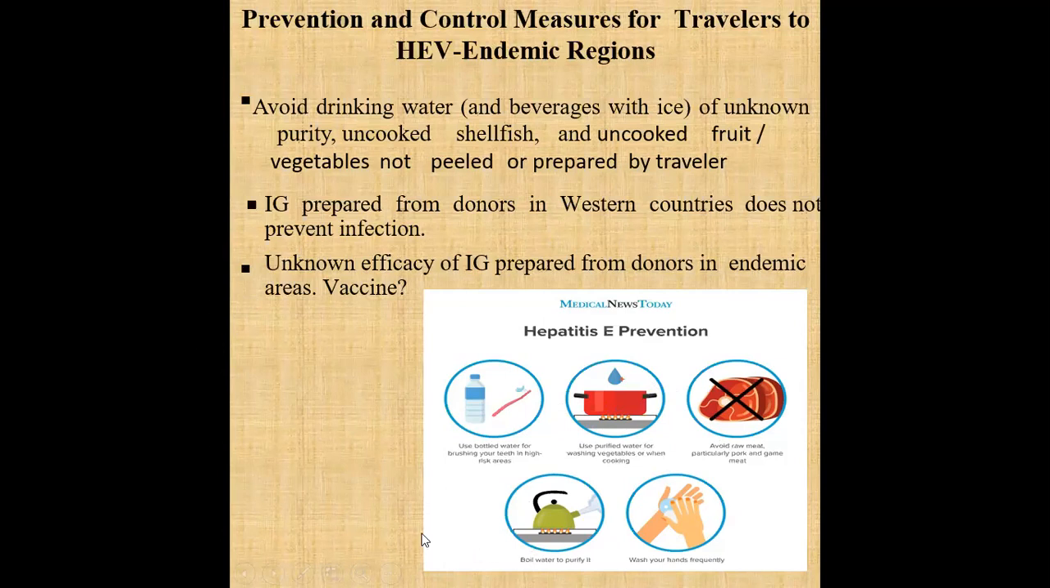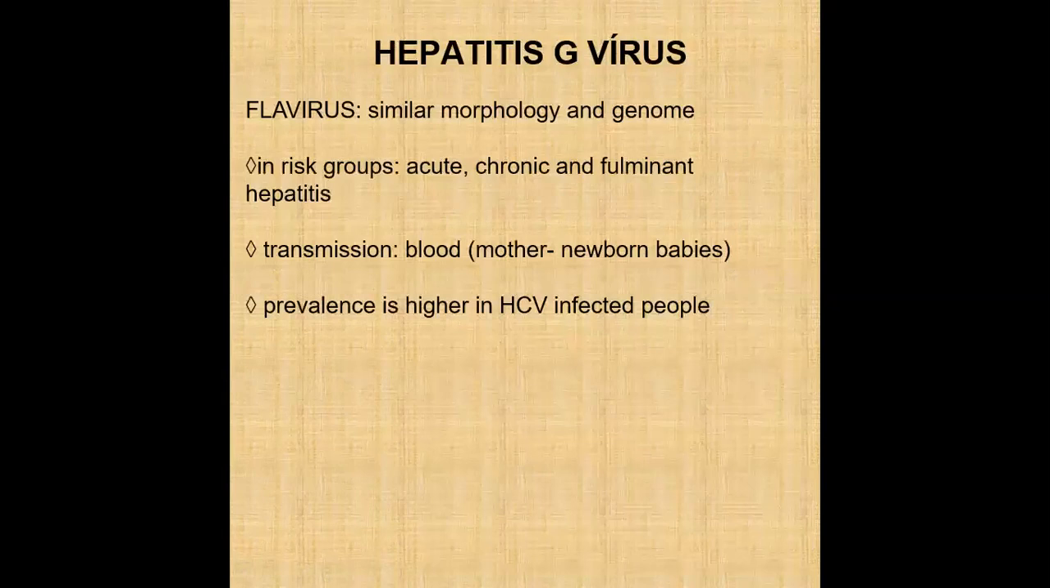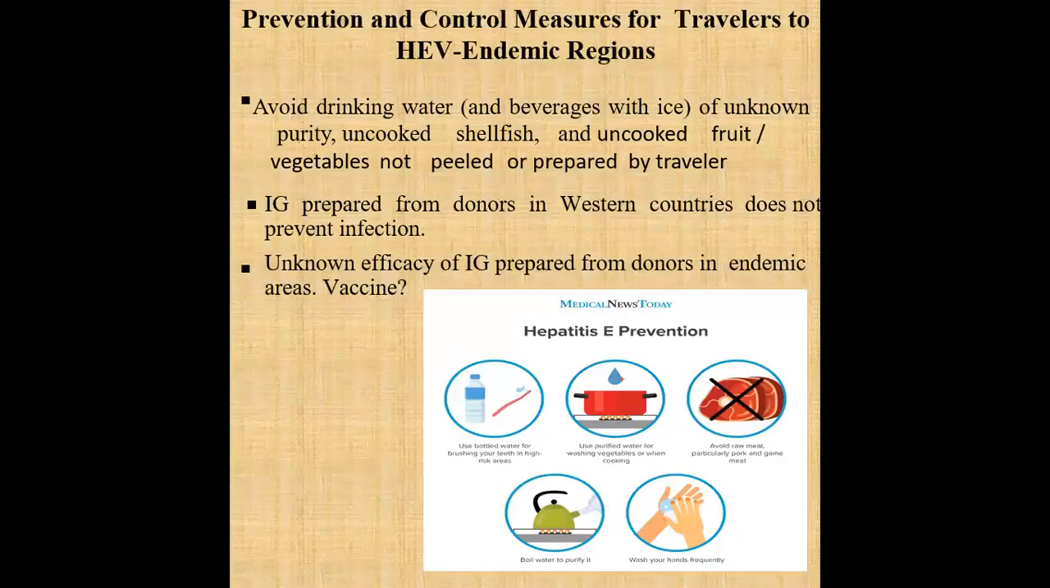Immune globulin prepared from donors in Western countries does not prevent infection. The efficacy of immune globulin prepared from donors in the endemic area, as well as of vaccines, is unknown. Now, in this way, hepatitis E is also completed.